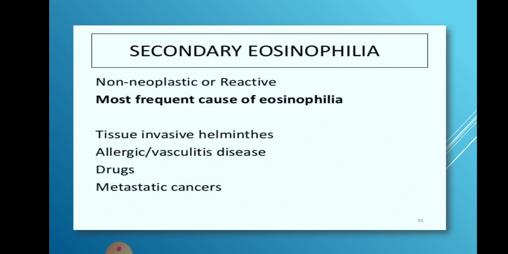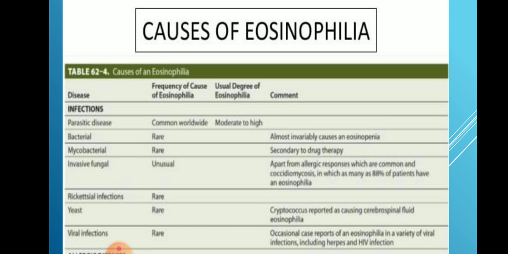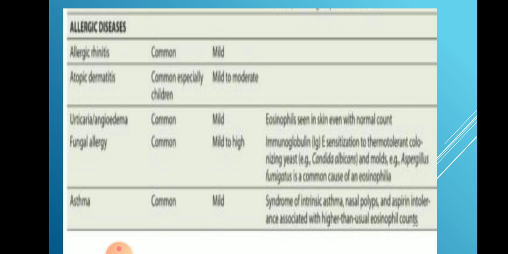Secondary eosinophilia is the non-neoplastic and most frequent cause of eosinophilia. The causes of secondary eosinophilia are tissue invasive helminths, allergic drugs, and metastatic cancers. These are various causes of eosinophilia. Among them, parasitic diseases are most commonly associated with eosinophilias. Other infections are bacterial, mycobacterial, invasive fungal, rickettsial, yeast, and viral infections.